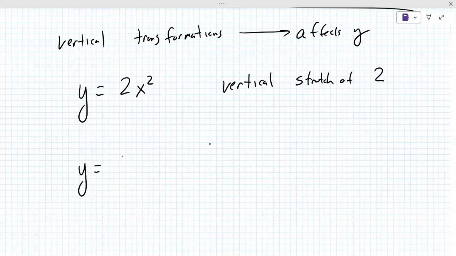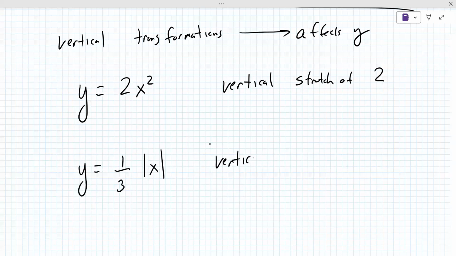Y equals, let me do 1/3 absolute value of x. This is a vertical shrink. Does your instructor use shrink or compress? I think he only gives us shrink. Shrink of 1/3.